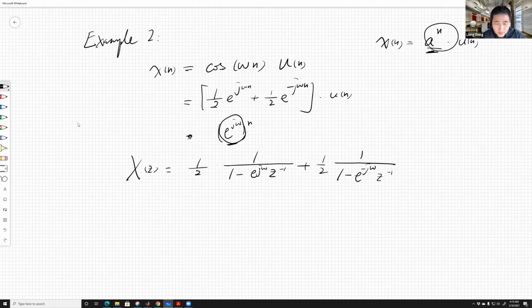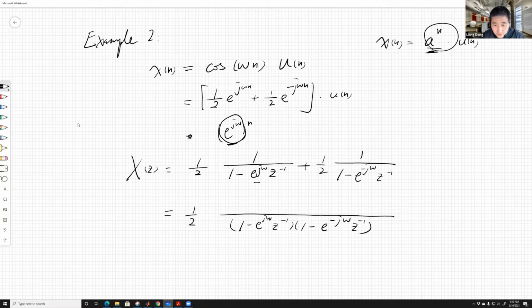It's the z transform. But let's try to make all these coefficients real. Here is a complex number. Make it real, so do some calculations on that. We just put these two parts together. We have 1 subtract e to the power j omega z to the power negative 1 times 1 subtract e to the power negative j omega z to the power negative 1 in the denominator. And then the numerator is 1 subtract e to the power negative j omega z to the power negative 1, and the other term is plus 1 subtract e to the power j omega z to the power negative 1.